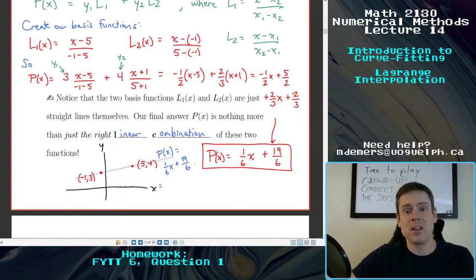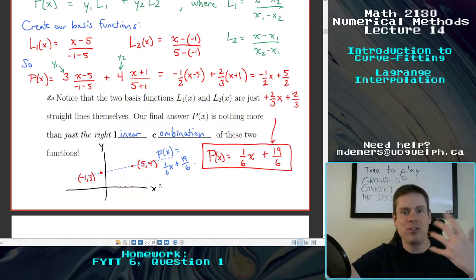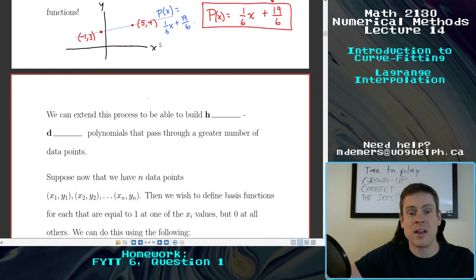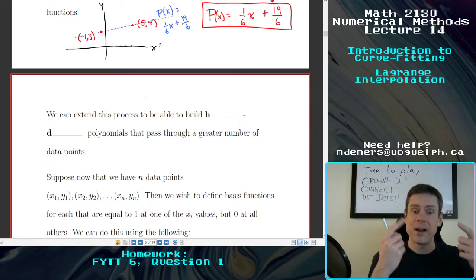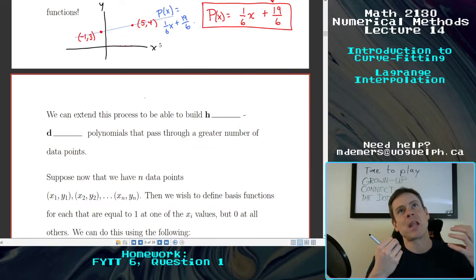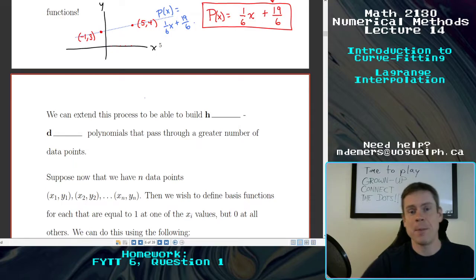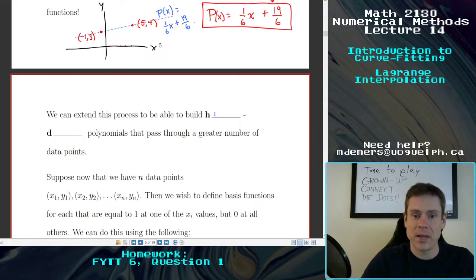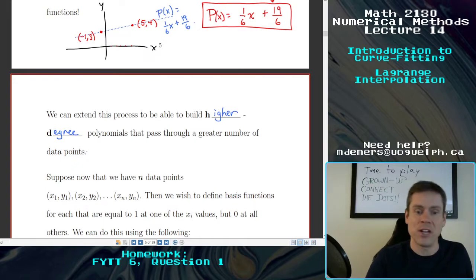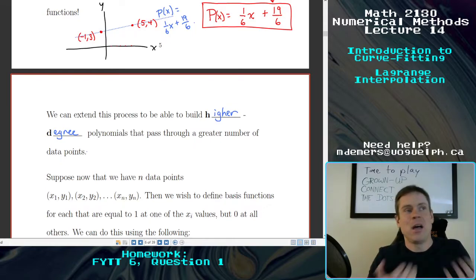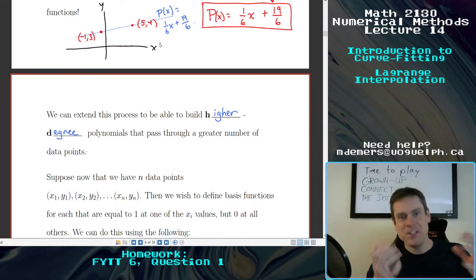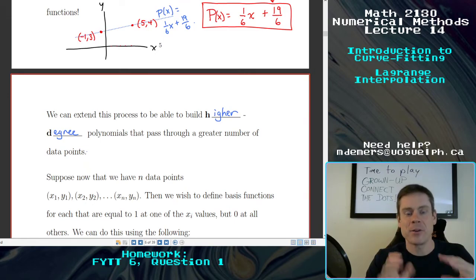So that's the basics. The question is, how can we extend this to a larger number of different points? I think that once we gain an understanding of what's going on there, we can gain some confidence about higher degree polynomials and the formula that we have to use. So we have to be able to build higher degree polynomials that pass through a greater number of data points. We're going to take our knowledge from before and try to create bigger, heftier basis functions, but they're not hard to get your mind around if you think in the same sort of way.